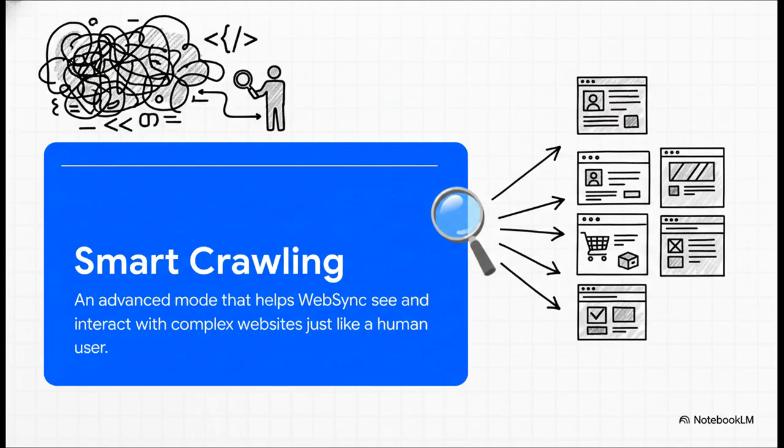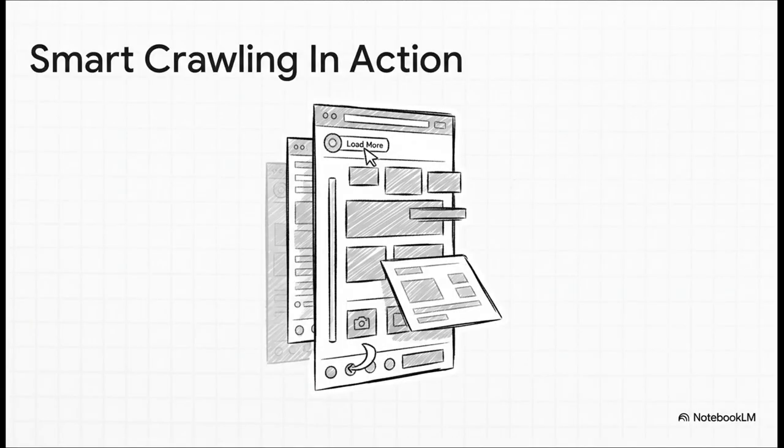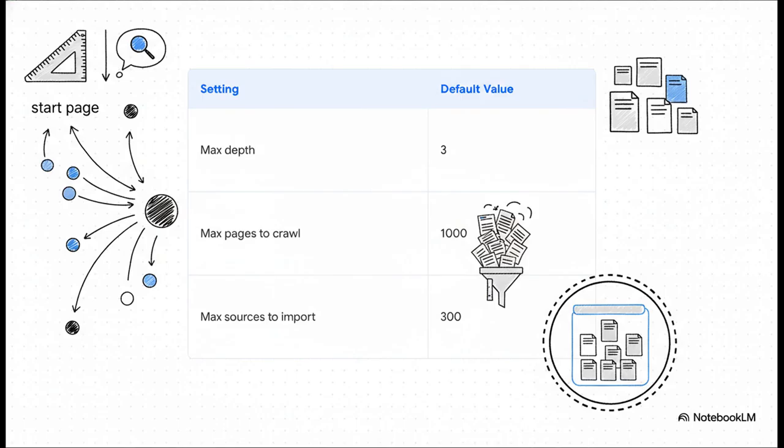You know how some modern websites are super complex, with all sorts of dynamic code that confuses normal web scrapers? Well, smart crawling is an advanced mode that lets WebSync see and navigate those sites just like a human would. So what does that actually mean? Well, it means the tool can automatically click those load more buttons, scroll down the page to trigger new content to appear, and even navigate through multiple pages. And maybe most importantly, it's smart enough to grab just the main article content, ignoring all the distracting ads, menus, and sidebars.